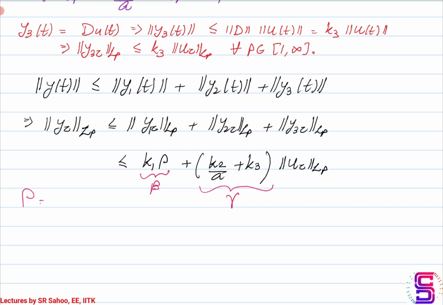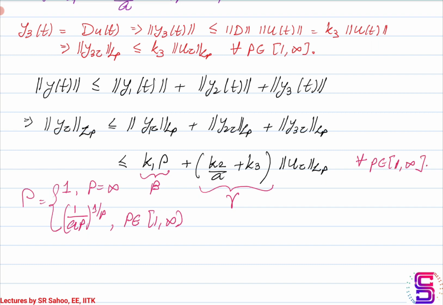Now this rho is equal to 1 if p is infinity, and is equal to (1 by a multiplied by p) raised to the power 1 by p if p is in the range of 1 to infinity, infinity excluded. So what we get here is that the linear time invariant system with A being Hurwitz and u taken from the LP extended space is finite gain LP stable for all p in the range 1 to infinity, both boundaries included. I missed writing it here, so I'll write this.